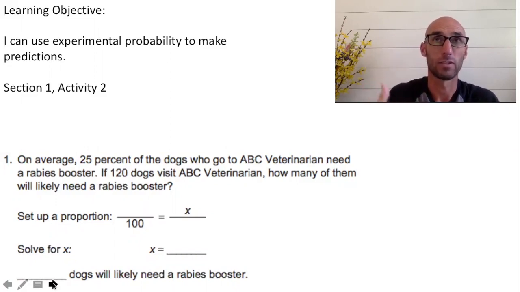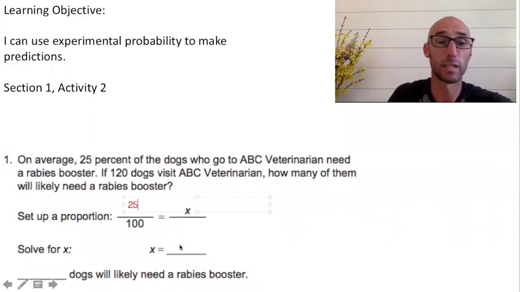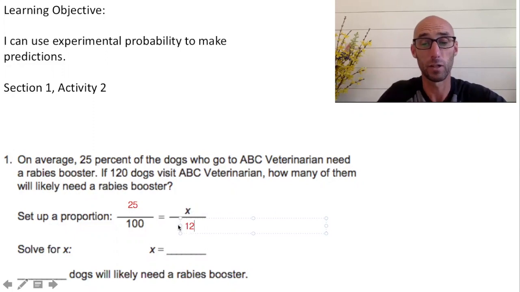This question scaffolds this for you by helping set up your proportion, or two equivalent ratios. And since all percents are out of 100, we'll make 100 the denominator on our left ratio. And we're talking about 25%. And we don't know how many dogs that is, which is where we get our X. And if there are 120 total dogs, we're essentially trying to solve for X. Well, that would be 30 dogs.